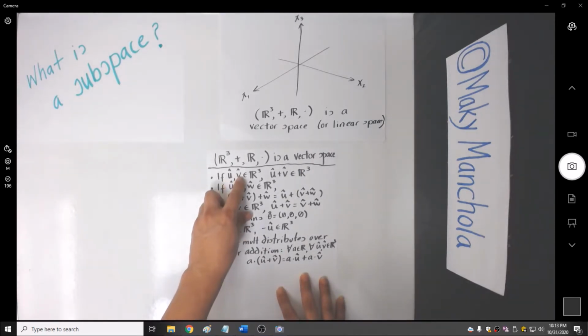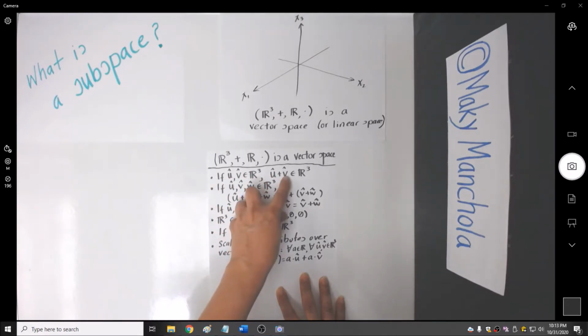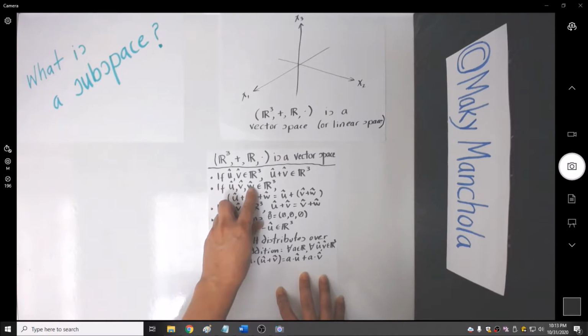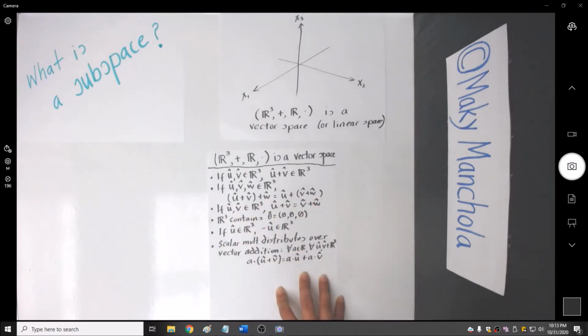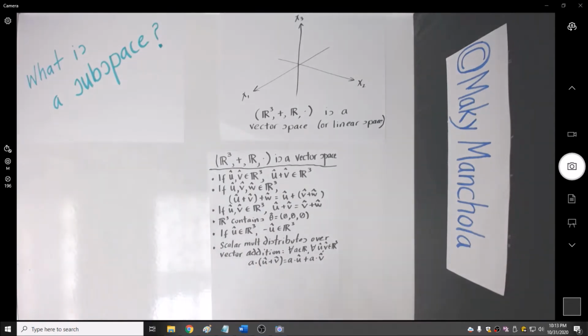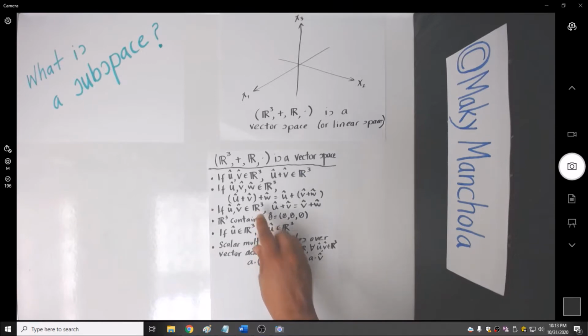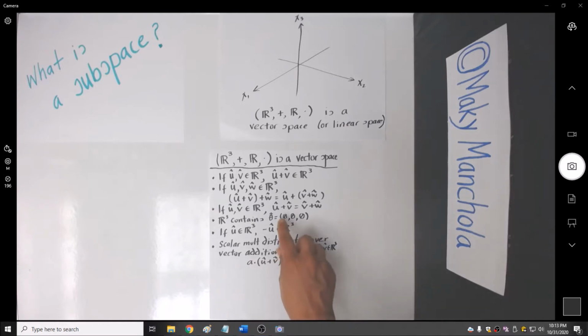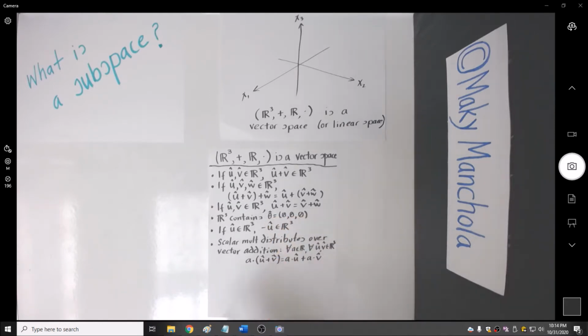If U, V are elements of R3, their sum is also an element of R3. If U, V, W are elements of R3, the associative property is satisfied under addition. If U, V are elements of R3, the commutative property under addition is satisfied for those two elements. R3 contains the additive identity. In this case, theta equals 0, 0, 0. If U is in R3, its additive inverse is also an element of R3.